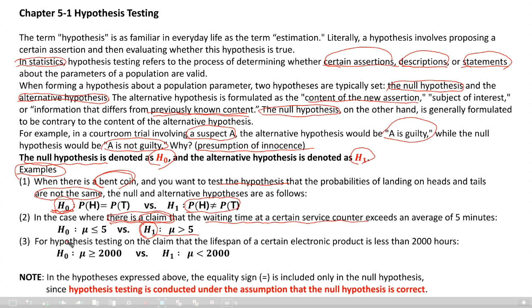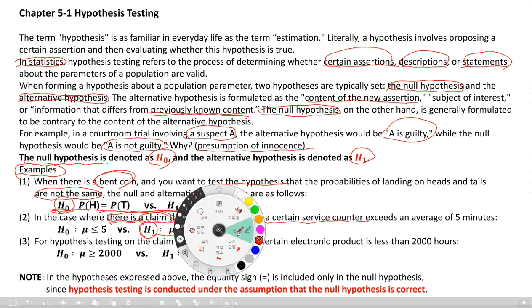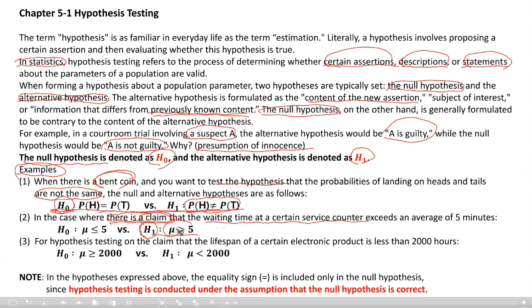What is H0 in this case? The reverse of this one is mu less than or equal to 5. Okay? What is the difference? In the coin example, there were two sides. This one is just one side, mu greater than 5. So it is a one-sided test problem.